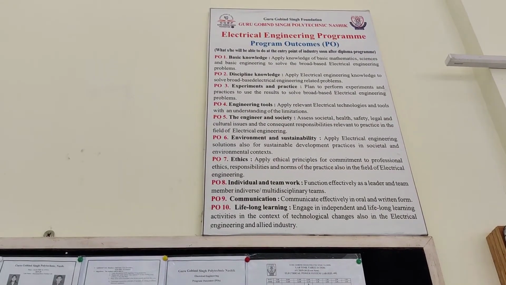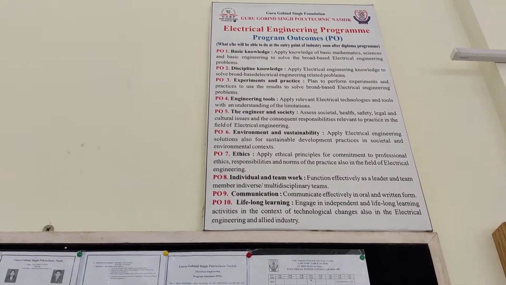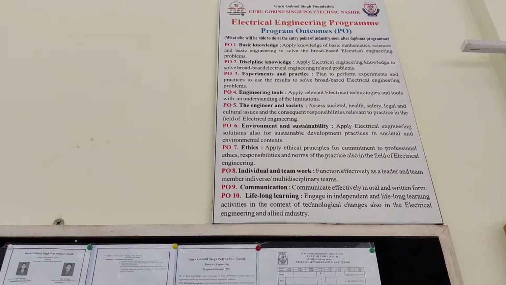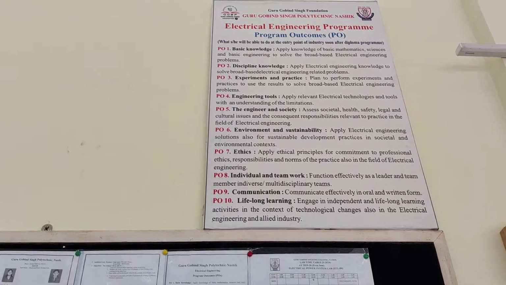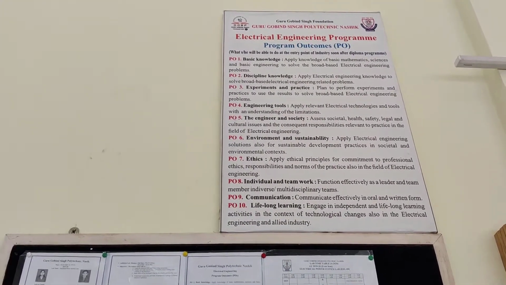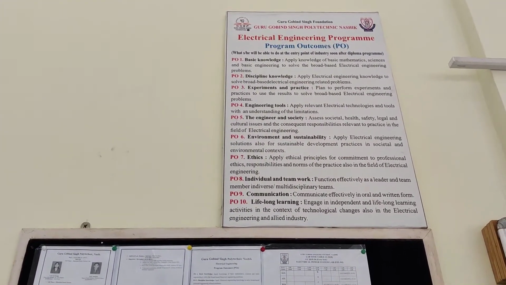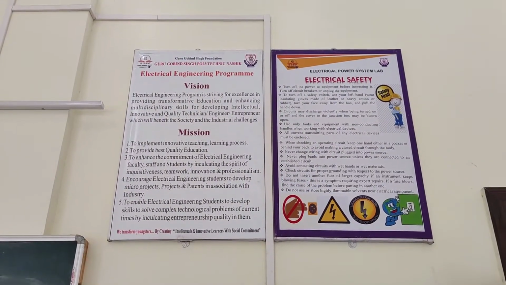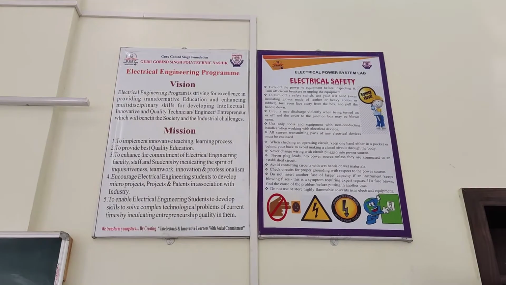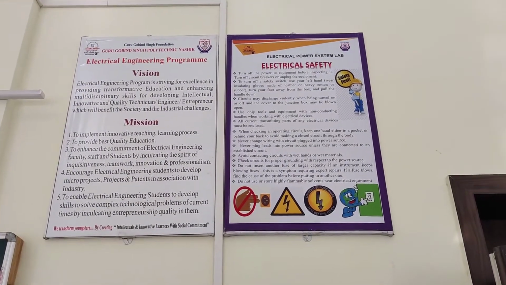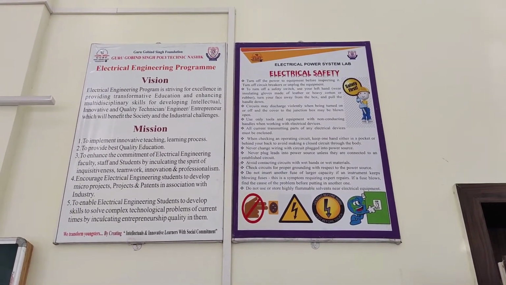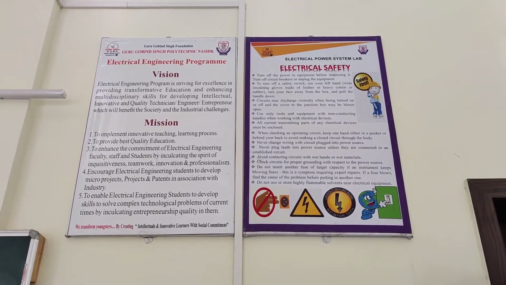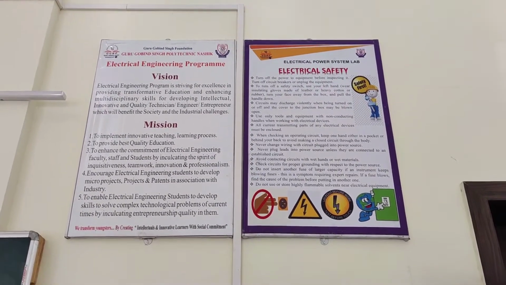Above the notice board you can see the program outcomes for the electrical department, also known as POs. 10 program outcomes are given. While performing practicals, you have to correlate these program outcomes with your practical title. Here the vision and mission of the electrical department is given. Then electrical safety is also mentioned here. While performing practicals, you have to take all the safety precautions mentioned here.